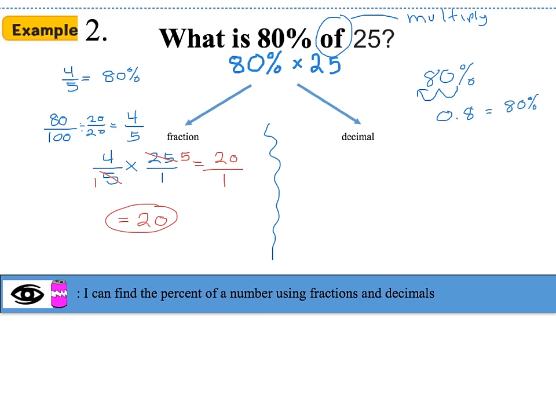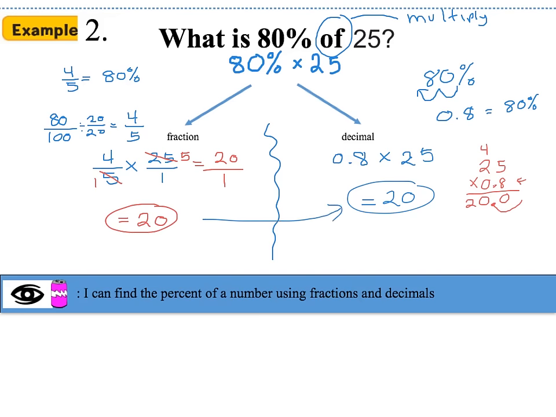Alright, so if I take 8/10 and multiply that with 25, because the word "of" means to multiply, I would still get 20 as my answer. So notice both methods gave me the same answer. So I can say that 20 is 80% of 25.